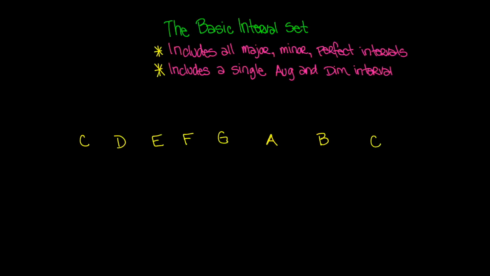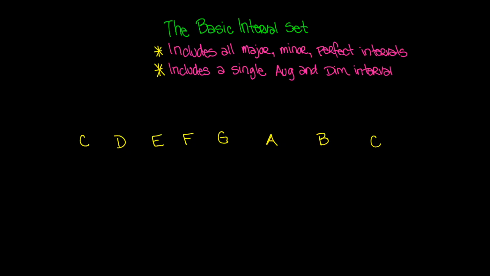Welcome back, everyone. In today's video lesson, we are going to talk about the basic interval set. This is a set of intervals that you want to commit to memory. This includes all of your major intervals, minor intervals, and your perfect intervals. It's also going to include a single augmented and/or diminished interval, depending on your perspective, but it's not going to include all of the augmented and all of the diminished intervals.